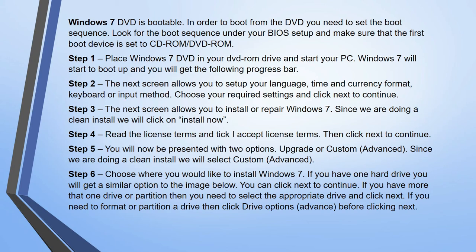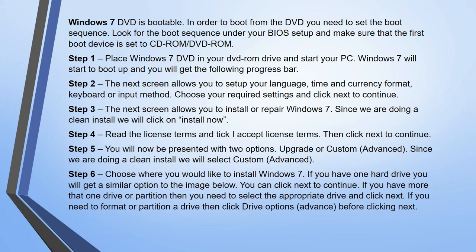Clear? Now step 1: place the Windows 7 DVD in your DVD-ROM drive and start your PC. Windows 7 will start to boot up and you will get a progress bar. Next, the screen allows you to set up your language, time and currency format, along with the keyboard or input method. Choose your required settings and click Next to continue.